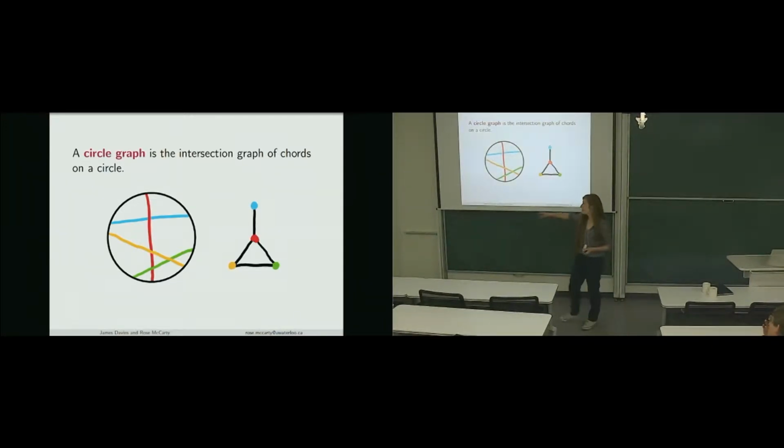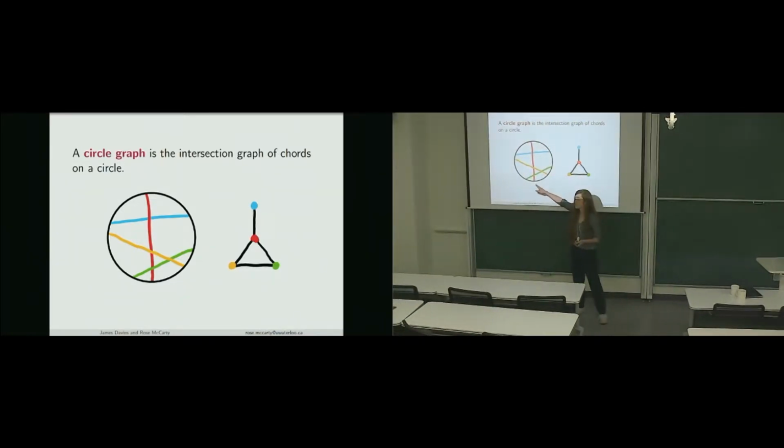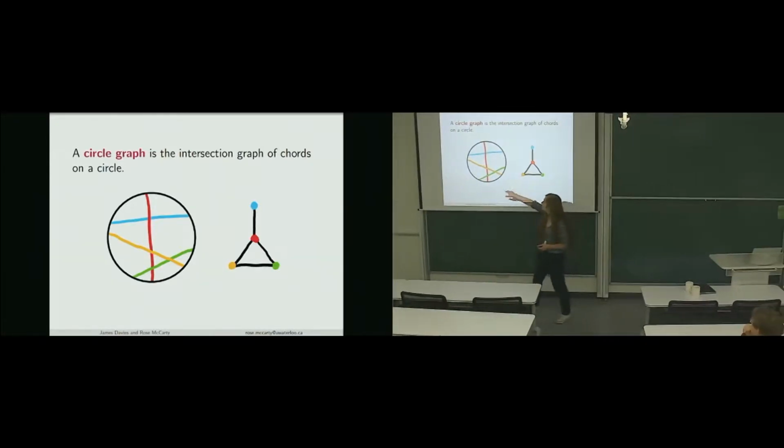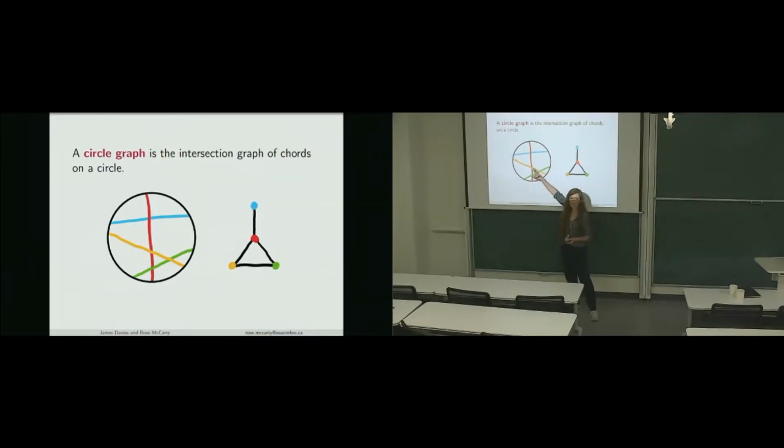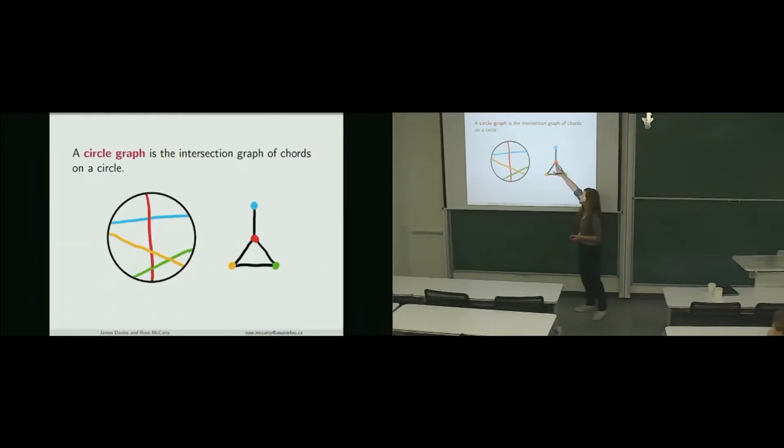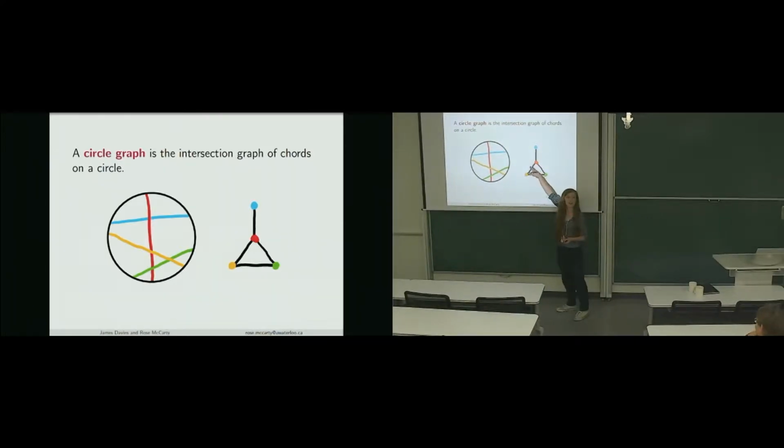What that means is you start with a circle, and then chords are straight lines going across the circle, and you make a graph from it where there's a vertex for every chord, and two vertices are adjacent if their chords intersect. So the red chord intersects all other chords, and so as a graph, the red vertex is adjacent to all other vertices.